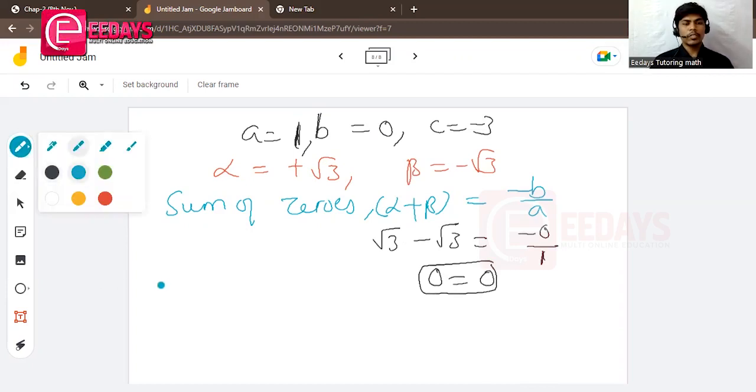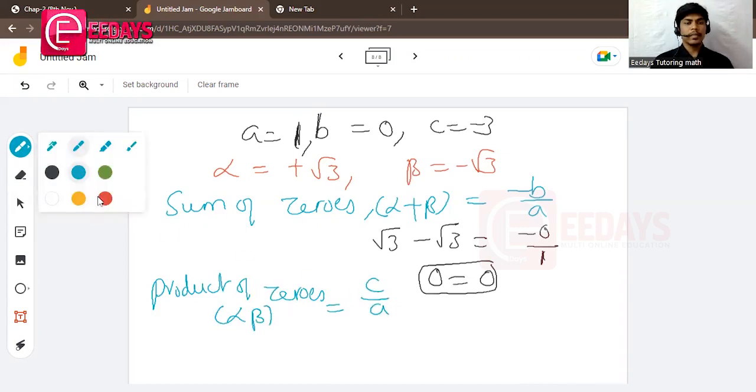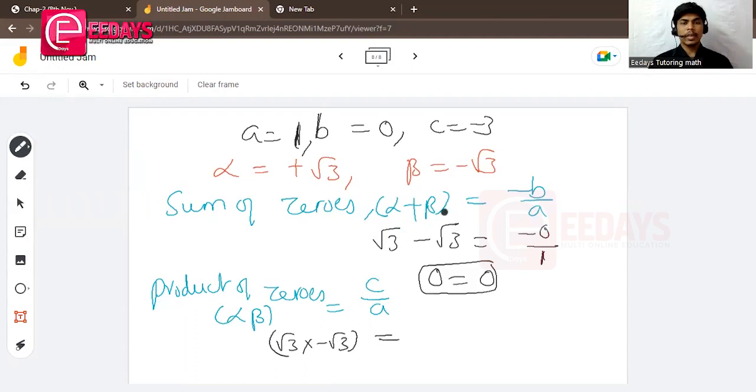Now let's try with the product of zeros. Product of zeros, that is alpha into beta is equal to c by a. So root 3 into minus root 3 is equal to c by a, that is minus 3 by 1. Let's do it here. Root 3 into minus root 3.